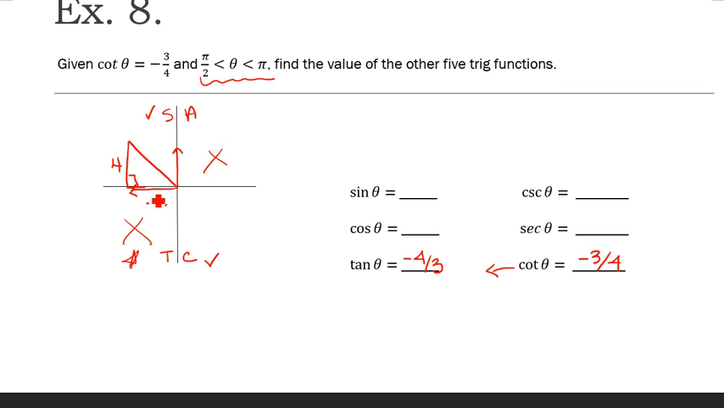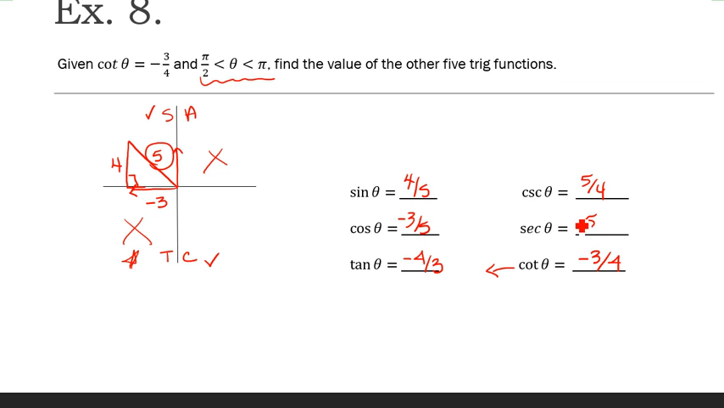All right, so then this is a 3, 4, 5 triangle. You can do Pythagorean theorem, but I can promise you that really is 5. So sine is opposite over hypotenuse, 4/5, and cosecant is 5/4. Cosine, adjacent over hypotenuse.